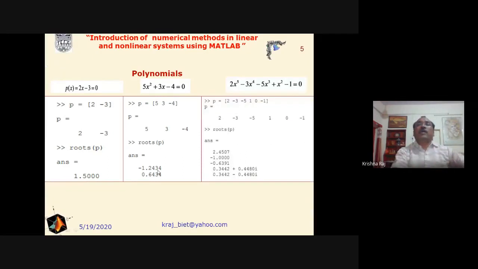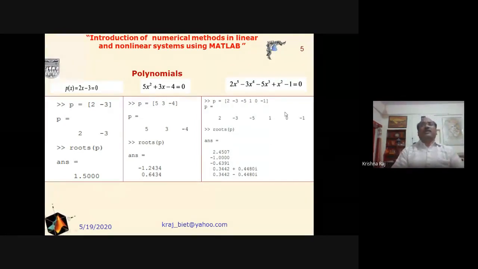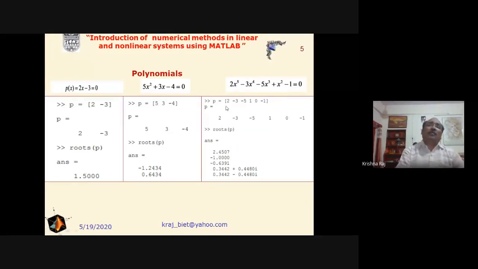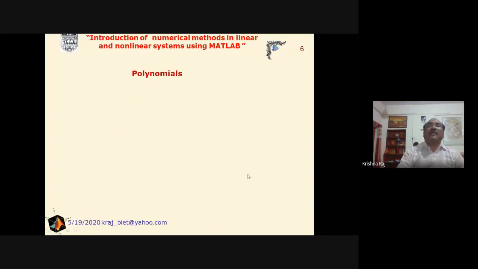Again, coming to the next one, that is, say, a higher order, fifth order equation. In order to get the roots of the fifth order, whatever the order may be, we just have to follow two steps. First, define the polynomial, which is defined by its coefficients, and the roots will be derived by just writing one command, roots in parentheses p, and we will get the roots, whatever the order may be.